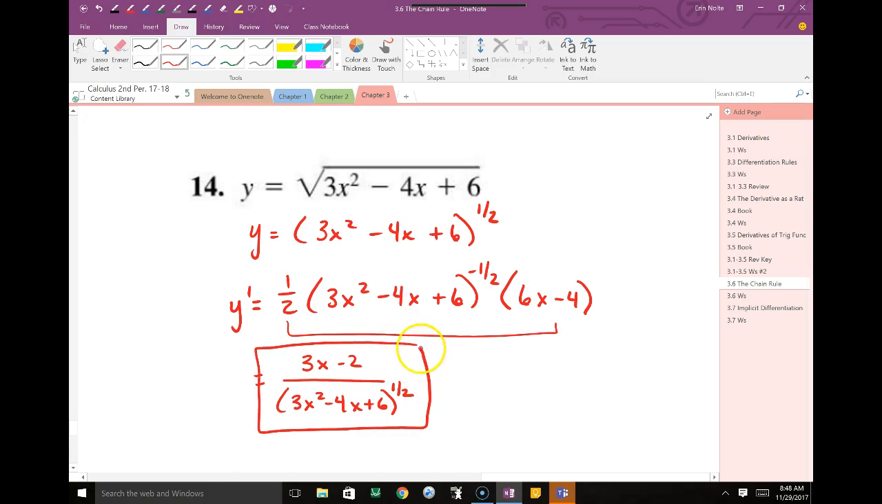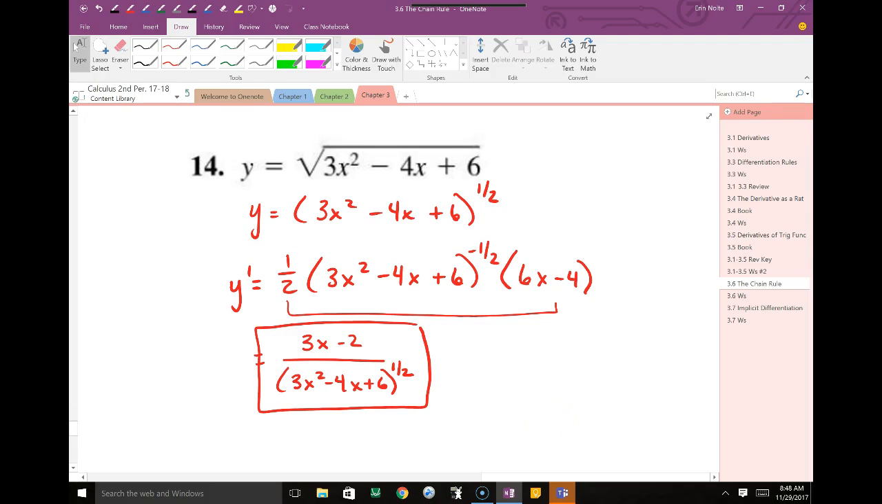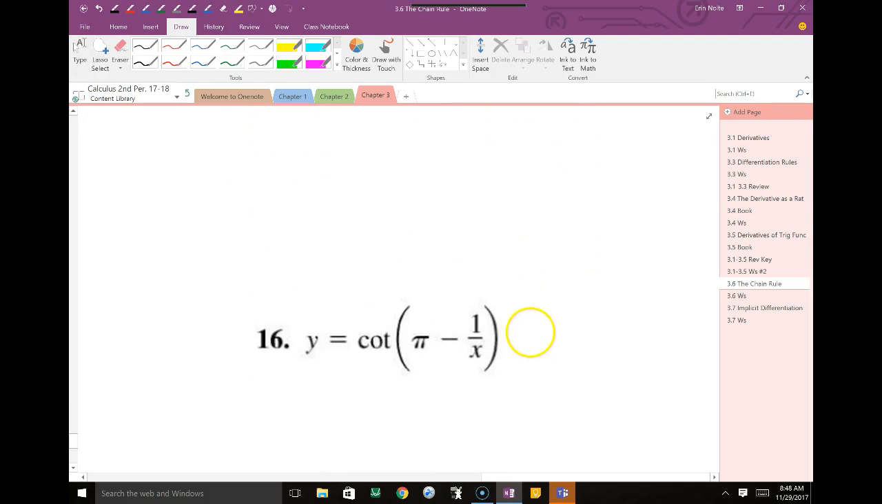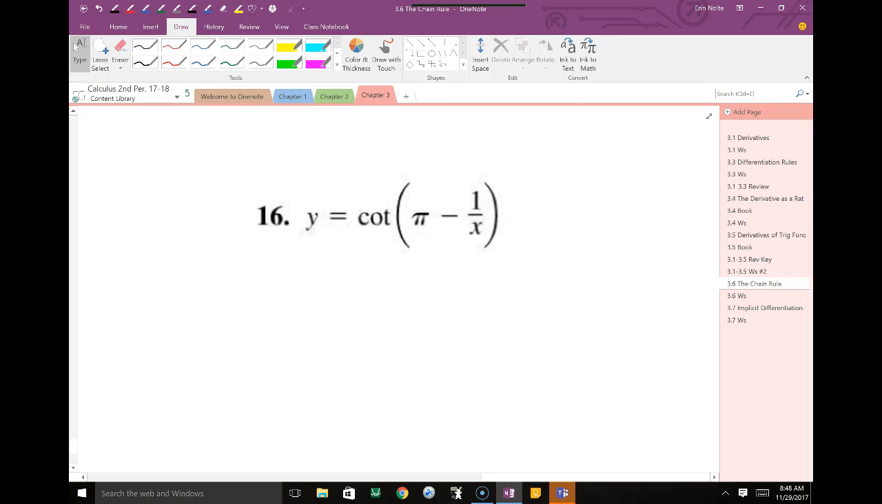Okay, and I'm going to leave it like that. You could potentially convert it back into radical form, but again, radical form is not any simpler than exponential form, so we'll just leave it there. Good so far? Okay. Let's do a trig one. They always got to throw some trig in.